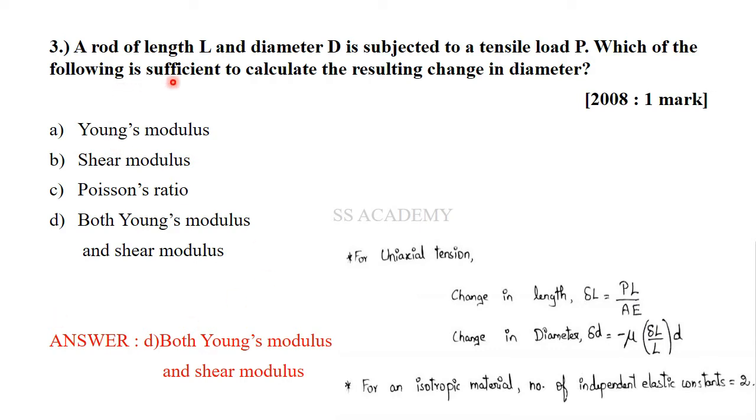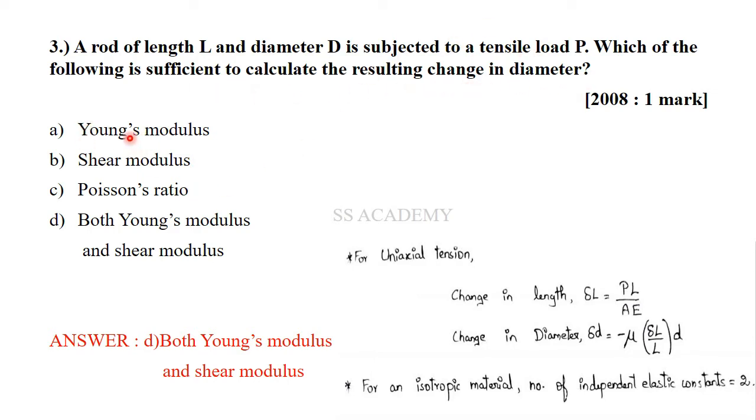A rod of length L and diameter D is subjected to a tensile load P. Which of the following is sufficient to calculate the resulting change in diameter? They have asked which of the following, these are constants. Which of the following constants is sufficient? They have asked the sufficiency and not what are all required. Sufficient to calculate the resulting change in diameter.